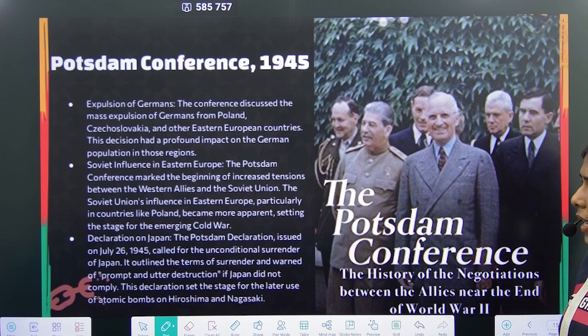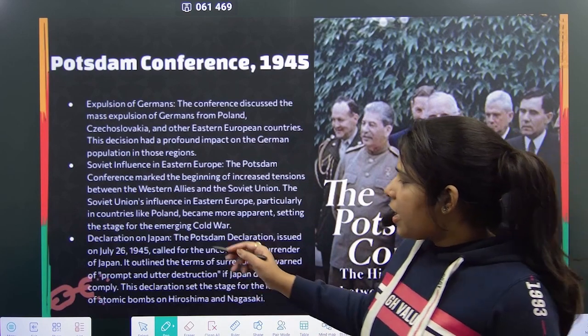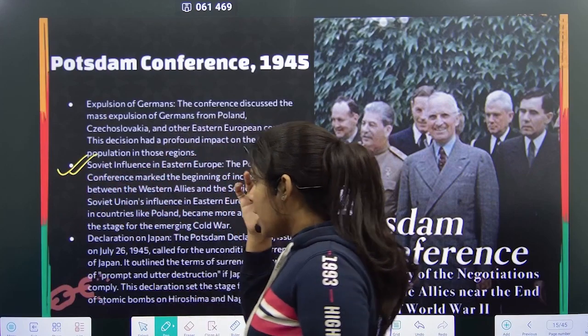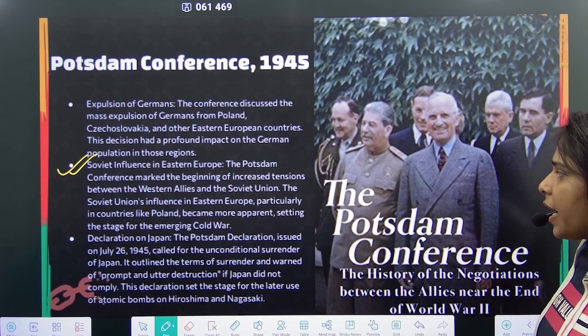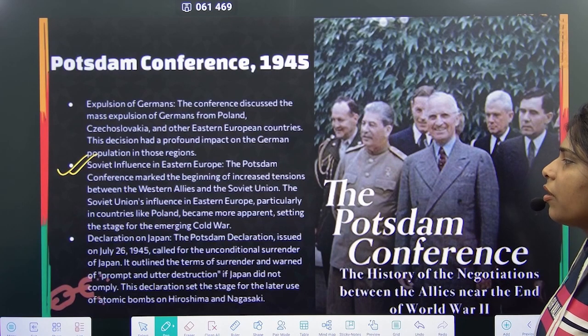This Potsdam Conference itself led to a lot of tensions between the Western allies and the Soviet Union. The Soviets tried to establish their influence in Eastern Europe, especially in Poland. I told you, in Poland it was exercising its own control, taking over areas which were not agreed upon by the entire Allied powers. So this conference actually became a deciding factor for the rising tensions. The declaration on Japan: the Potsdam Declaration on July 26, 1945, called for the unconditional surrender of Japan.